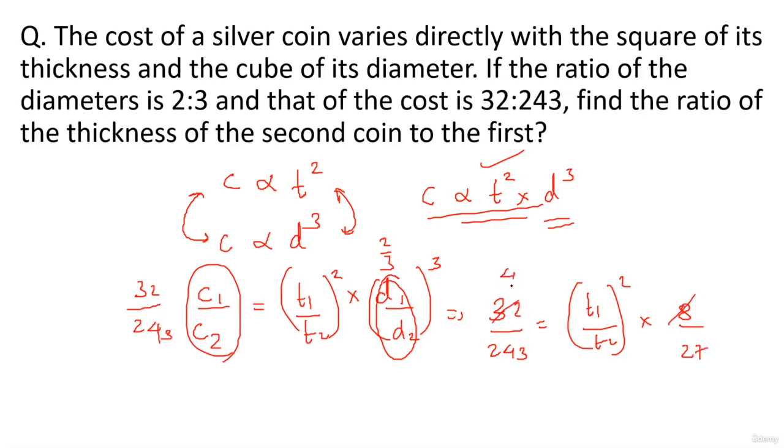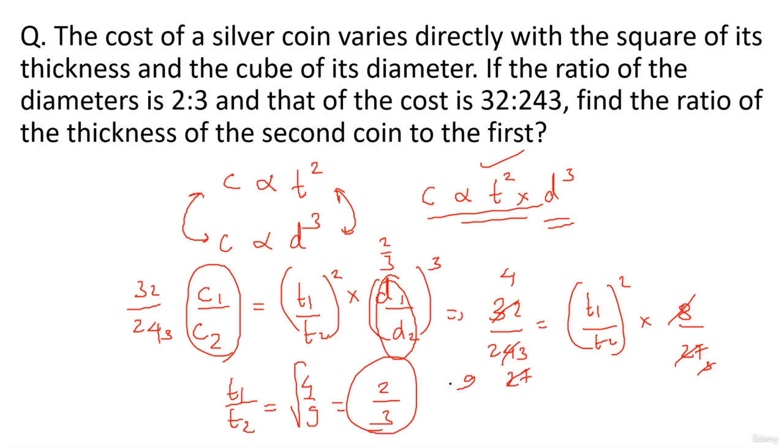8 ones are 8 and 8 fours are 32, so you can cancel out. If you know the table of 27, it's fine. If not, you can cancel out 9 also on both sides. 9 twos are 18, 9 sevens are 63, 9 threes are 27. So T1 upon T2, the whole squared, is 4 by 9. That tells you T1 upon T2 is equal to the square root of 4 by 9, which is nothing but 2 by 3. Okay, that's your answer.